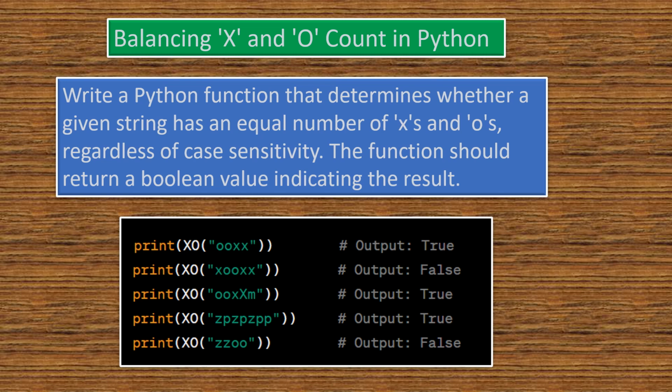In today's episode, we are going to write a Python function that determines whether a given string has an equal number of X's and O's, regardless of case sensitivity. The function should return a Boolean value indicating the result.